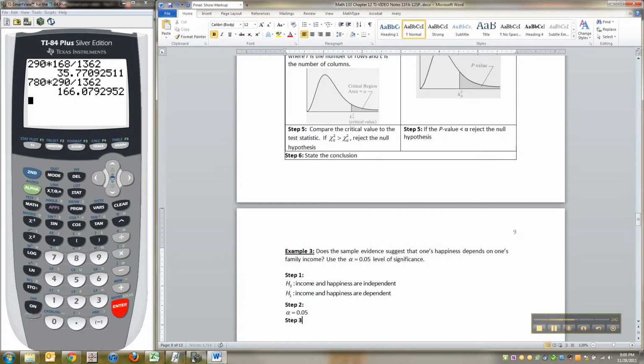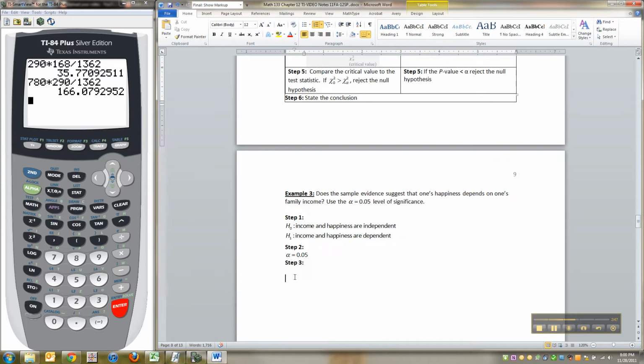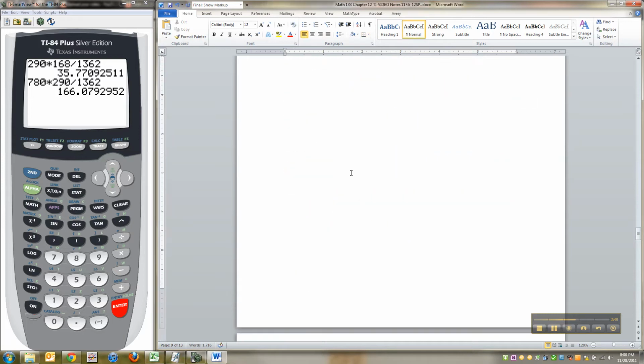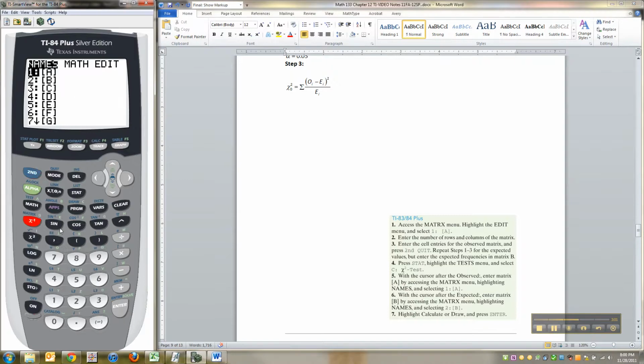Then we have step 3, which is our test statistic, the chi-square. And now we're going to use the calculator to help us out immensely. We're not going to do this by hand, but it is going to be a bit tricky. So what you want to do is go to matrix. It's right above your x-1 button, so you go to second, matrix. You see how it says names, number 1. You want to go to the right so that you're highlighting edit, because you want to edit. Select number 1, matrix 1. Now you want to tell it what size matrix you have.